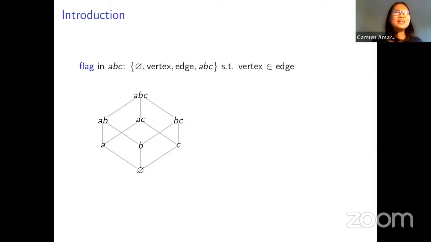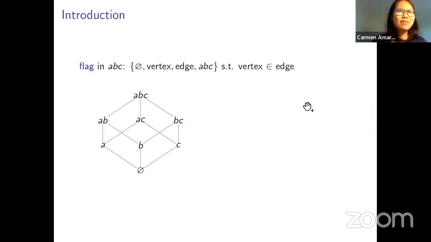Now, we shall define a flag in the triangle, a sequence of objects starting with the null set, and then we have a vertex, an edge, and the triangle itself, satisfying the condition that the vertex is contained in the edge. We know that the null set is always contained in a 1-element subset, and the edge is always contained in the triangle. So, ito ay sequence of 4 objects, each of which is incident to the next.